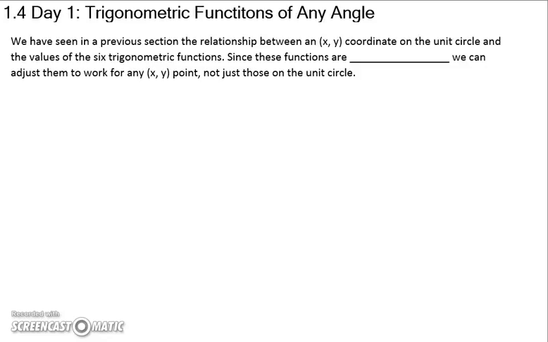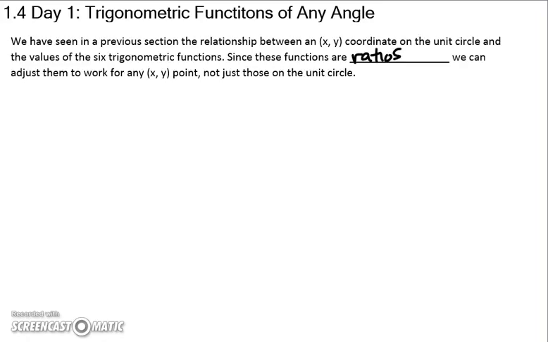Alright, in this video we're going to talk about section 1.4 day 1, trigonometric functions of any angle. So in the previous section we saw the relationships between the x and y coordinates on the unit circle and how to find the 6 trigonometric functions based on those. That really only worked when our radius was 1. But since all of these functions are just ratios, we can adjust them to work for any x, y point, not just those on the unit circle.